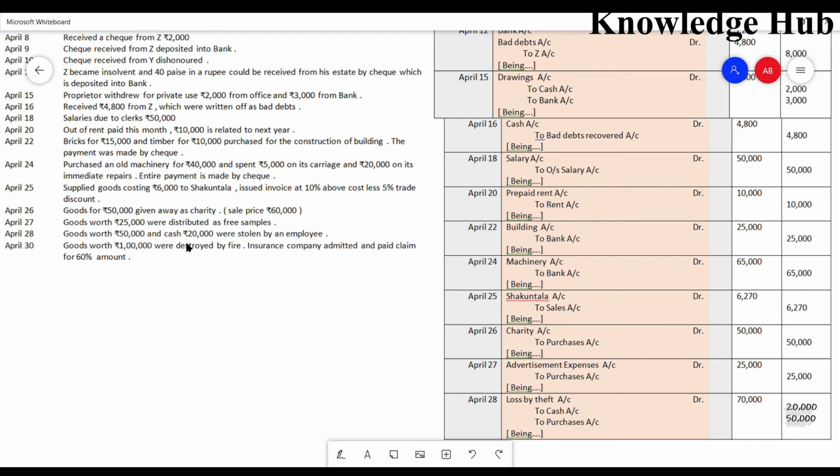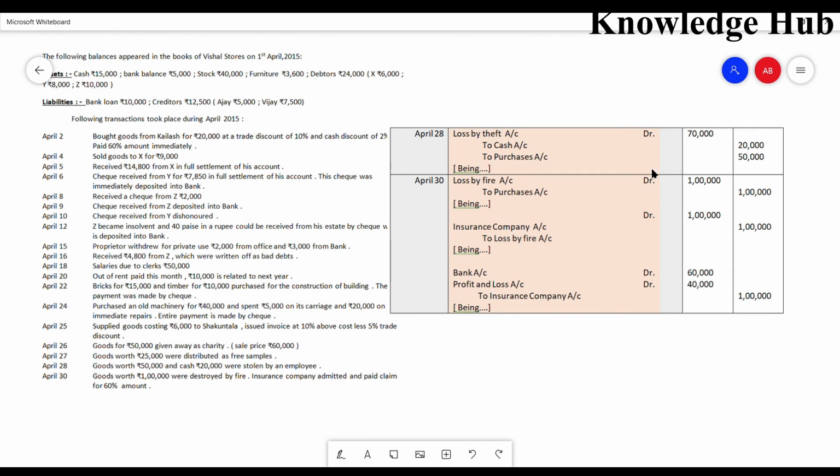Goods worth rupees 50,000 and cash 20,000 were stolen by an employee. So these were a loss for the business. So being a loss, it must be debited. So I have debited loss by theft account by a total amount of 70,000, and I have credited what went out, that's cash, for an amount of rupees 20,000, and stock, which was an amount of rupees 50,000. Instead of the word stock, here I am going to use the word purchases, to purchases account 50,000. The word purchases I am using here is because my stock is reducing. Let's move on to the next transaction.